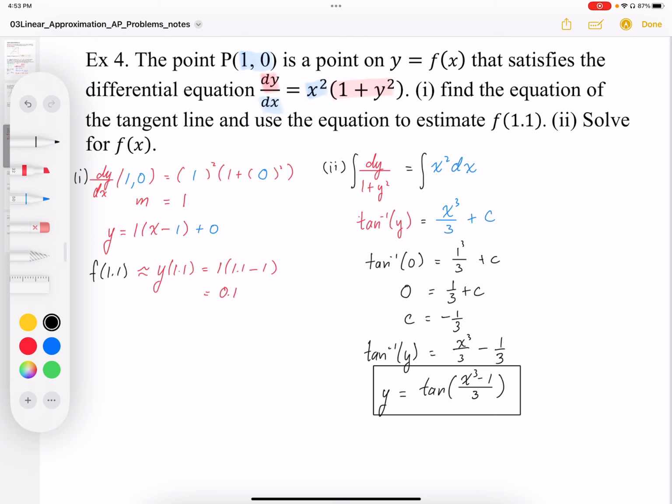So if I want, I could calculate f of 1.1. When I put this into that expression, I end up with 0.1107. I'm going to round that to 0.111. And comparing that to my estimation, here's my estimation. This is the actual value, so it is off by a little bit. We can see that it's a pretty close estimation there.